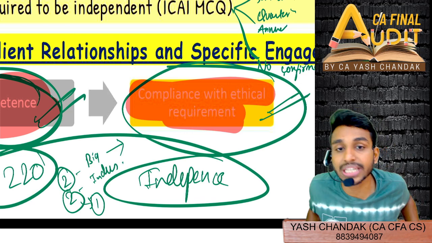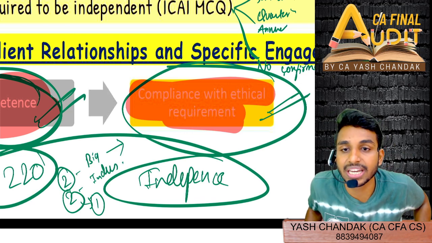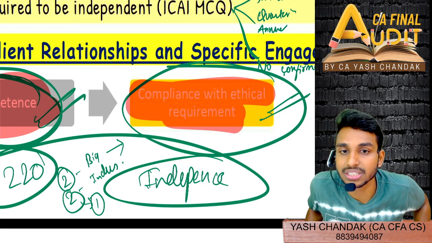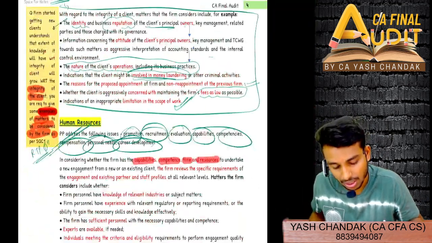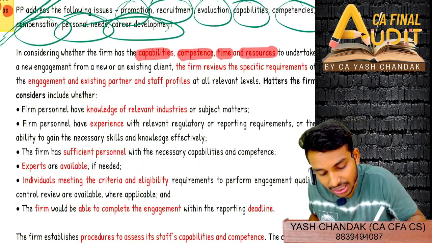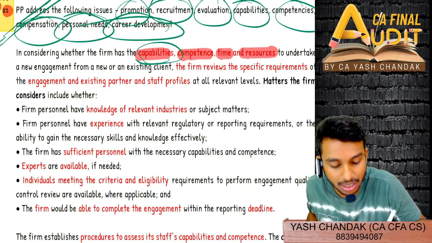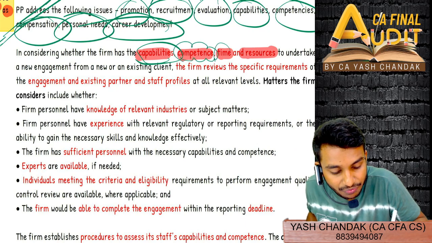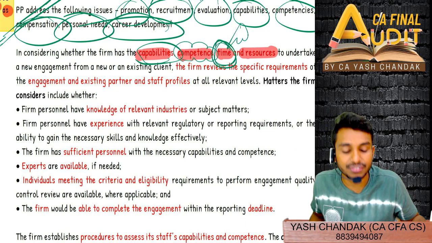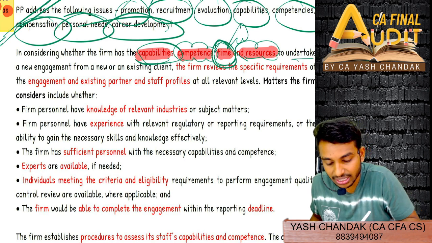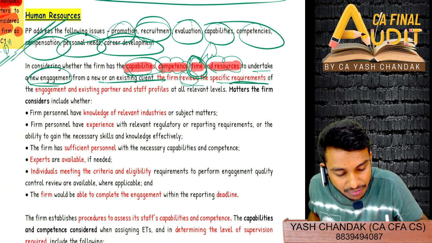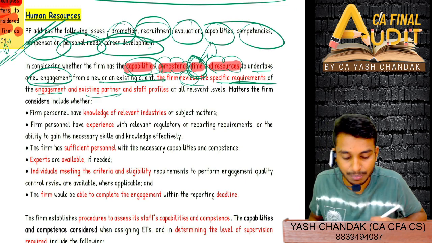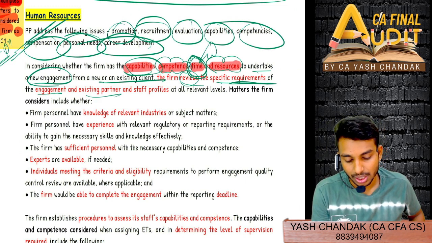And what you are saying is training, whether the staff are well trained, well experienced, well knowledgeable, right? So all these points come under competency and capability. In considering whether the firm is capable, whether the firm is competent, whether the firm will be able to give enough time and resources to undertake a new engagement from a new or existing client, the firm will review the specific requirements of the engagement and the existing partner and staff profile at all the relevant levels.